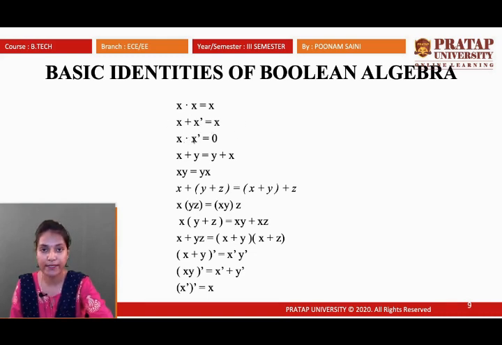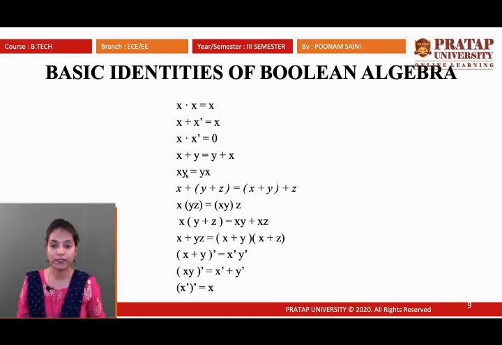Now x dot x bar is equal to 0. X is 0, now x bar becomes 1, and 0 dot 1 is equal to 0. Similarly, x plus y is equal to y plus x, xy is equal to yx, and (x plus y) plus z is equal to x plus (y plus z). These are the basic identities you can look at, taking x any number 0 or 1, and y any number 0 or 1.